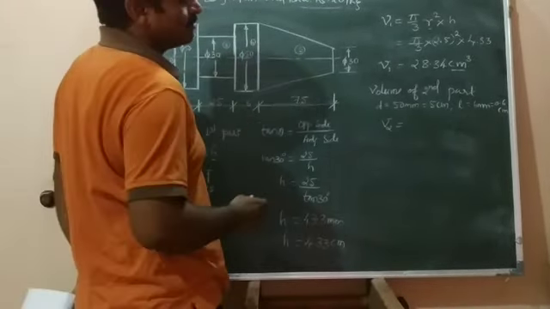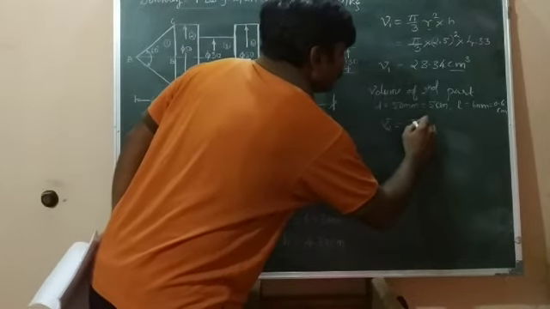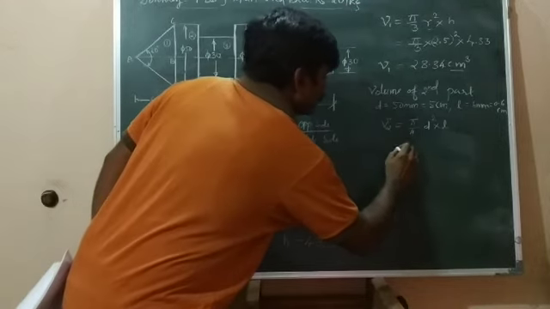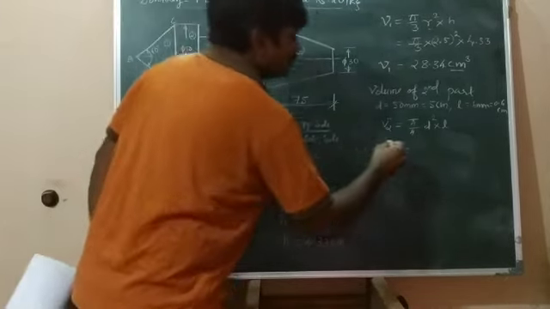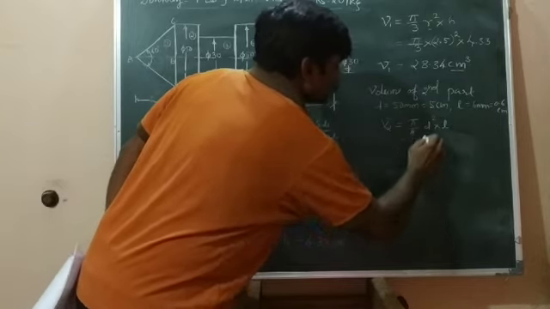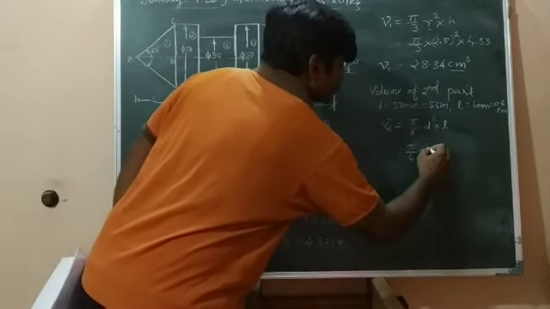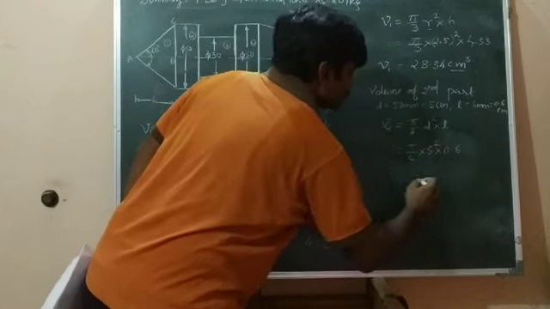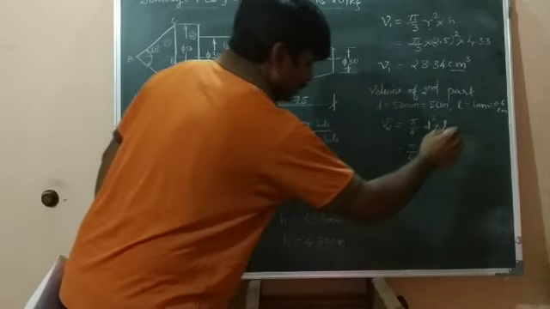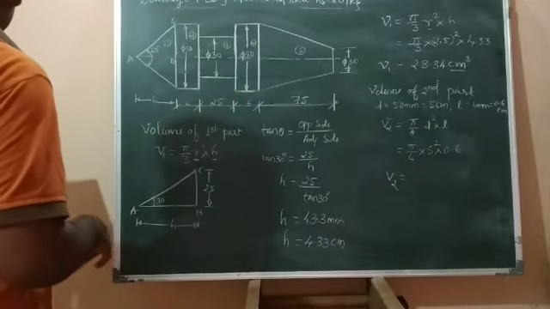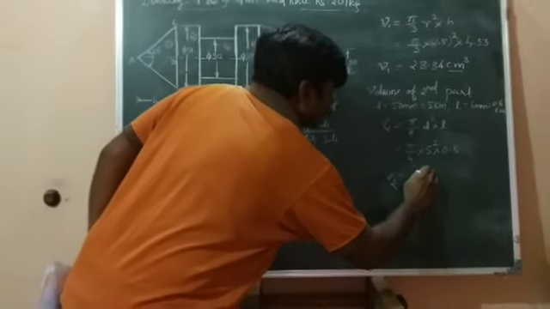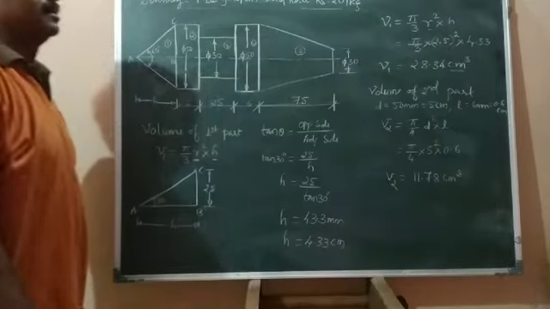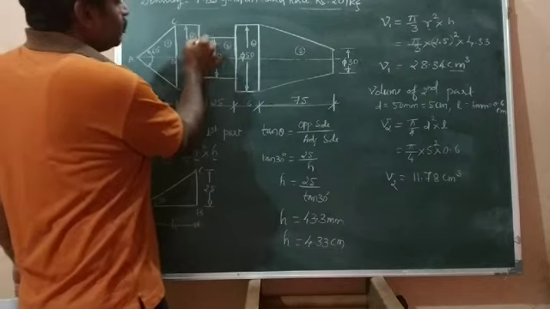The first part is over, the second part we are discussing. So V2. The equation is pi by 4 d square into length. Now let me substitute the values of d and L here. Pi by 4. What is the value of d? That is 5 centimeter. Don't forget this square. Into length, that is 0.6. Simplifying the equation, we'll get around 11.78 centimeter cube.